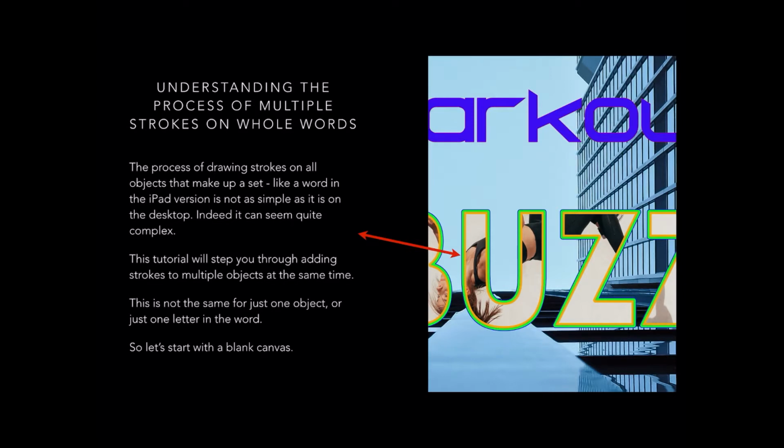This is not the same for just one object or just one letter in the word. That's relatively easy to do, and it's the same on the desktop and the iPad. But if you want to do this for a whole word, it requires a bit of double shuffling, shall we say. So let's start with a blank canvas.